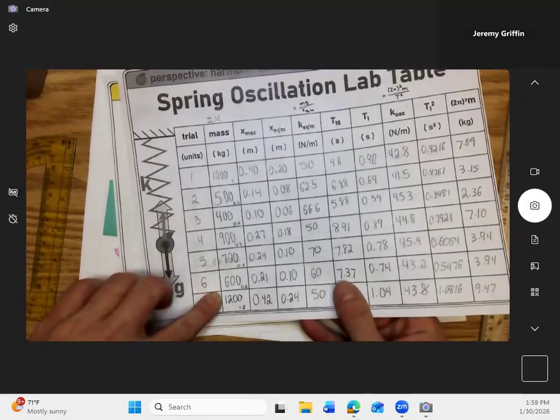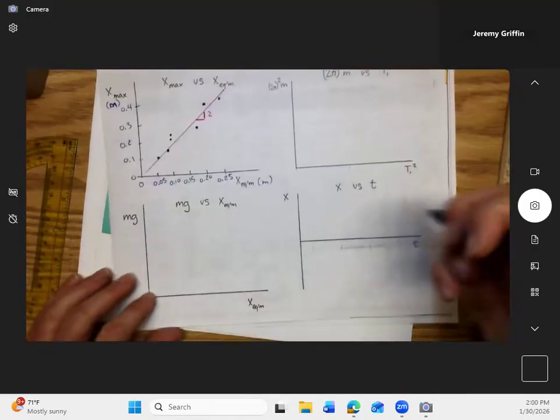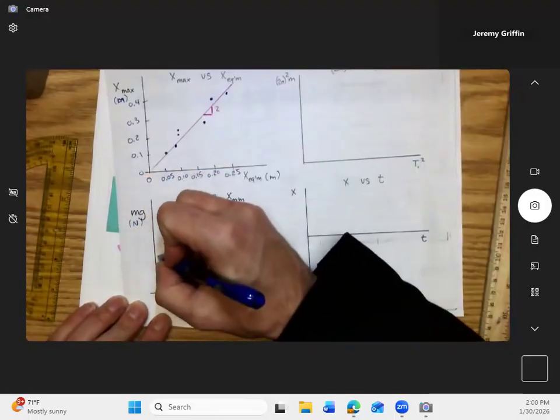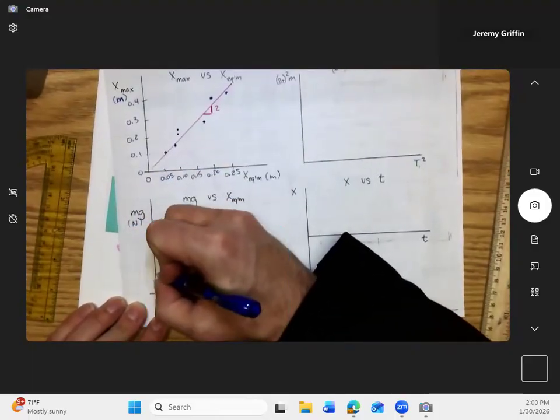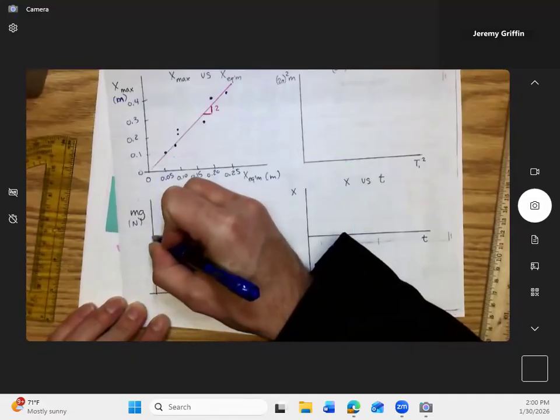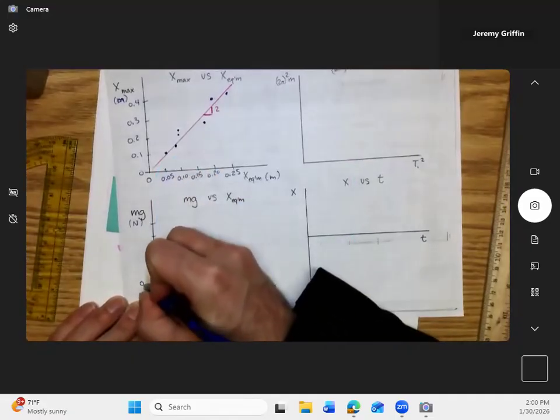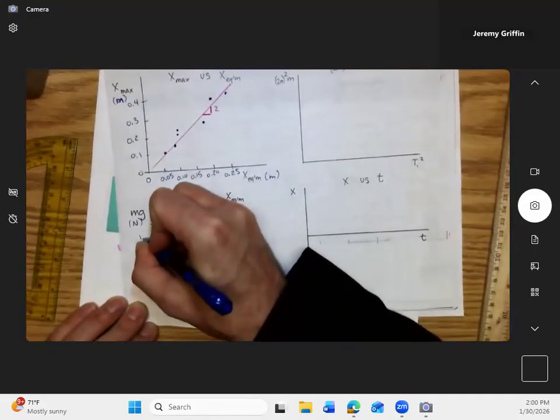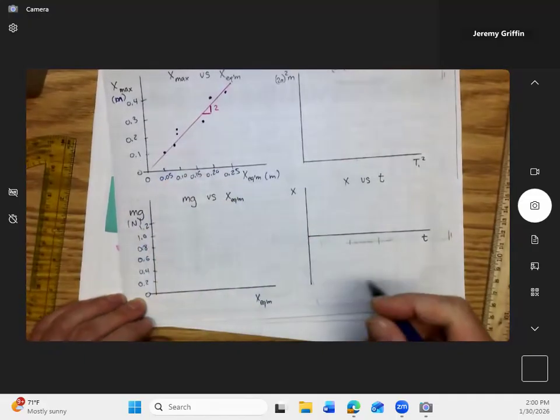You guys did it was 1,200 grams. Right. So let's scale this up like that. So we'll put weight in newtons. Let's go 0, 0.2, 0.4, 0.6, 0.8, 1, 1.2. I'll contain the data there.